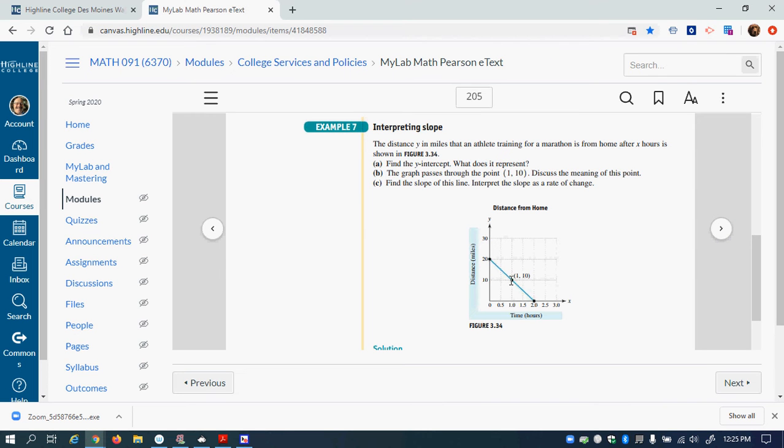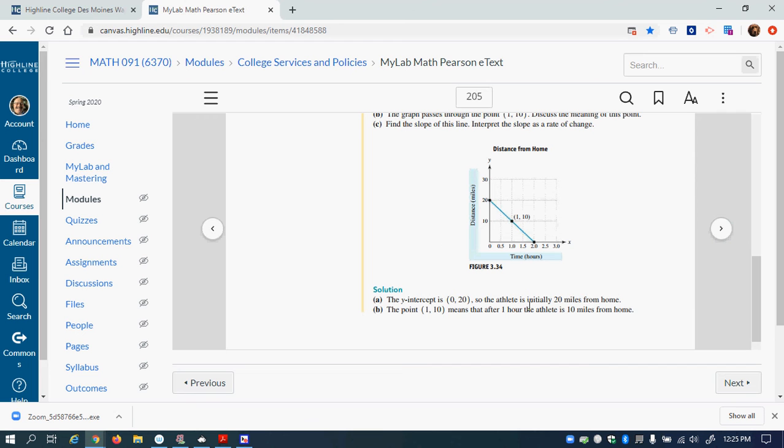So I could pick any one of these 3 points, I need 2 of them, to actually calculate the slope. But I could see just by drawing a triangle that I'm going down 20 and over 1. Down 20, I'm sorry, going down 10 over 1. Down 10 over 1. So I should get 10 as my slope. So let's take a look and see if that's what they did on the next page.